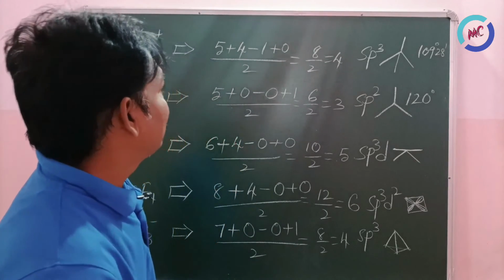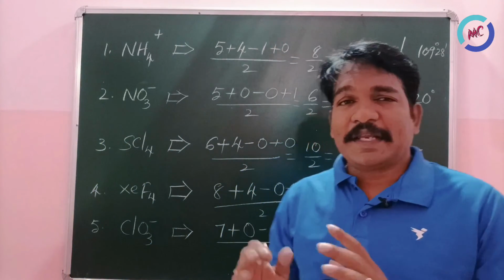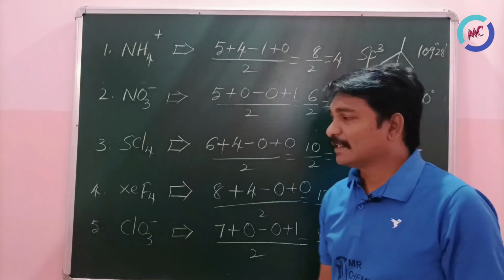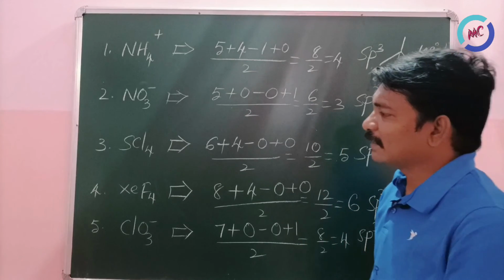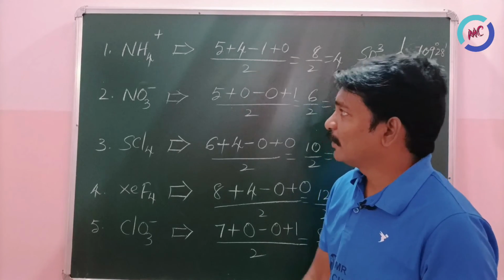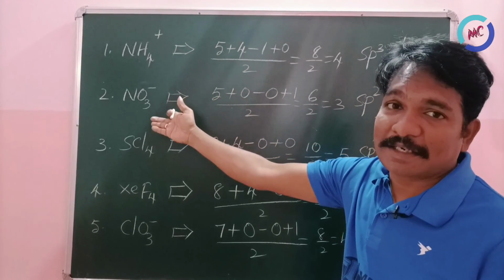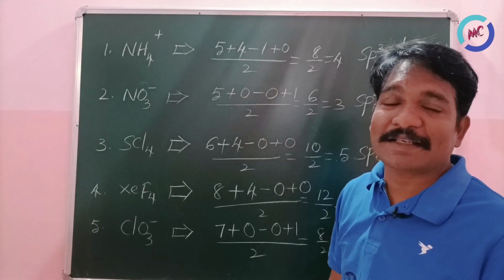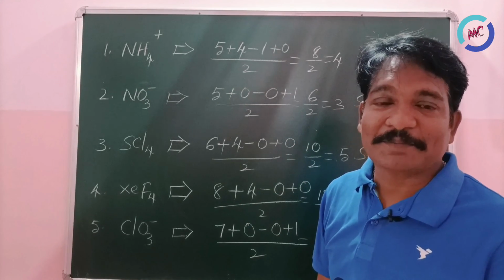And see here, please check all these examples. It is a very important, interesting shortcut to find out the type of hybridization and the type of shape of the molecule, bond angles and all these things, even though they are positively charged cations or negatively charged anions. If you know this formula, it is easy to calculate and it is very important to manage the time in competitive exams. Please take care.